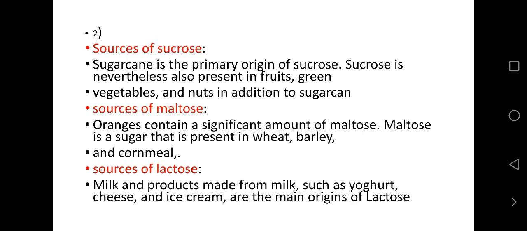Sources of maltose. Oranges contain a significant amount of maltose. Maltose is a sugar that is present in wheat, barley and cornmeal. And sources of lactose: milk and dairy products. Milk and products made from milk such as yogurt, cheese and ice cream are the main origin of lactose.